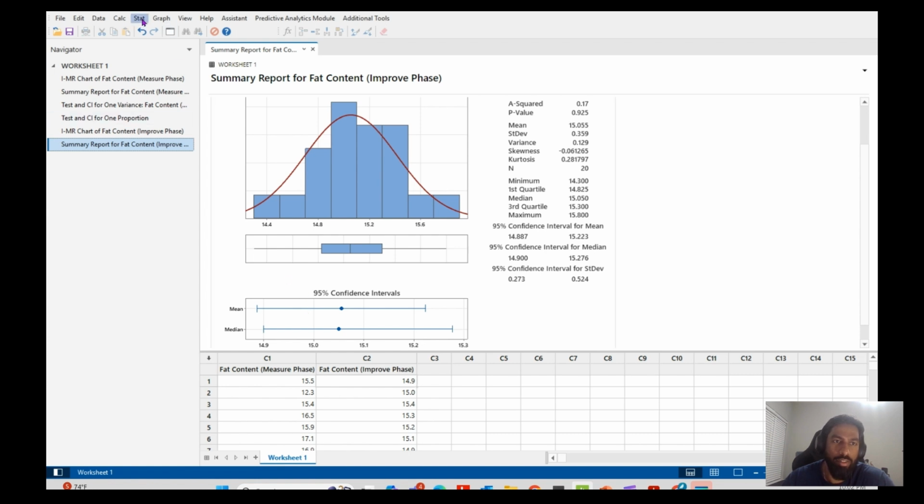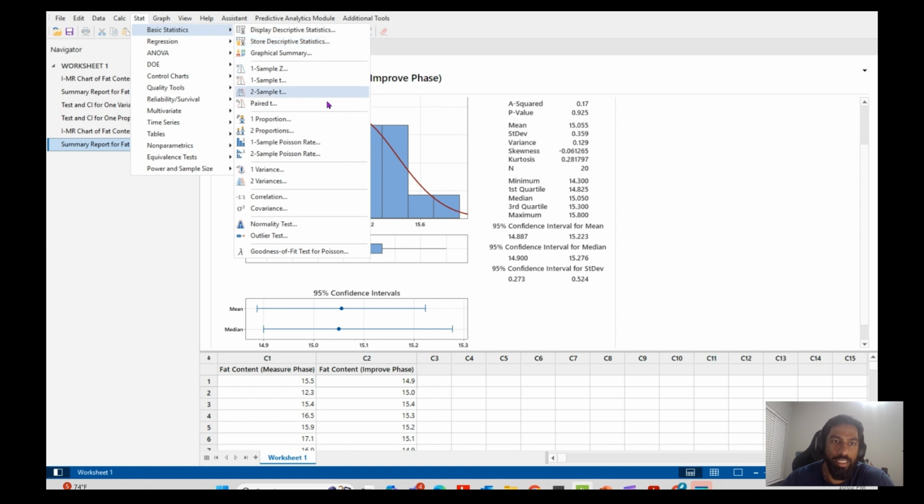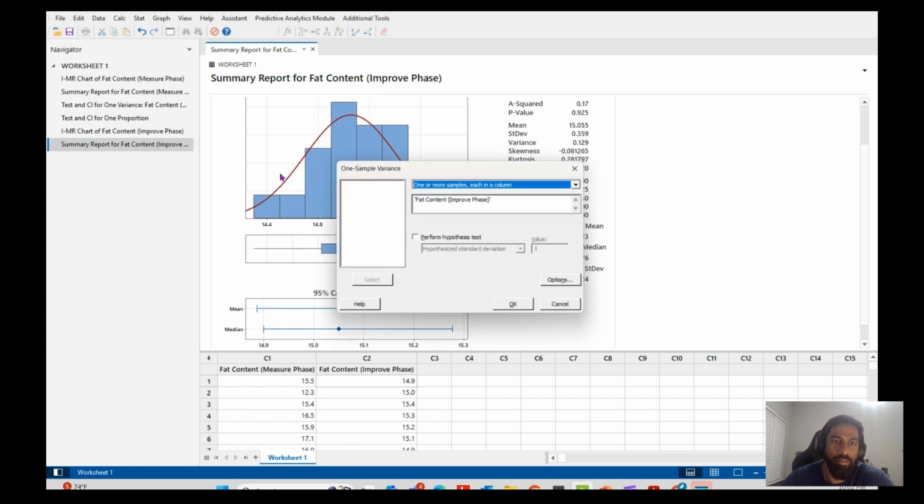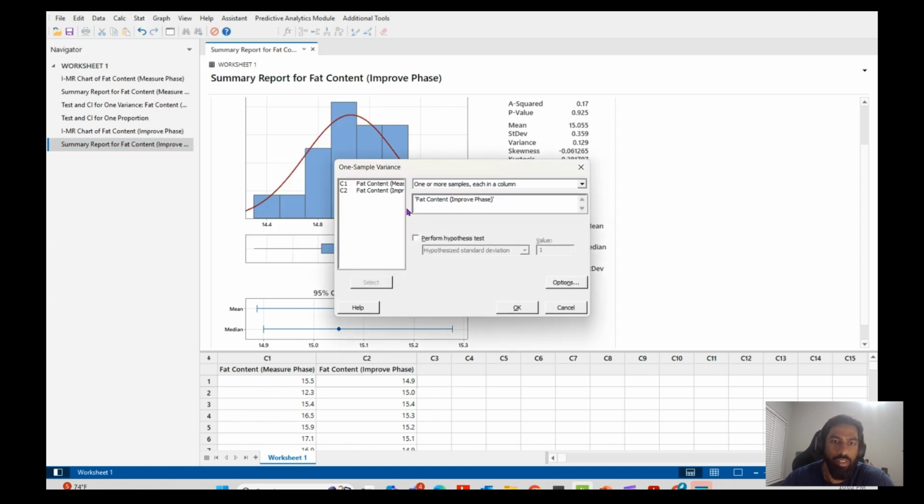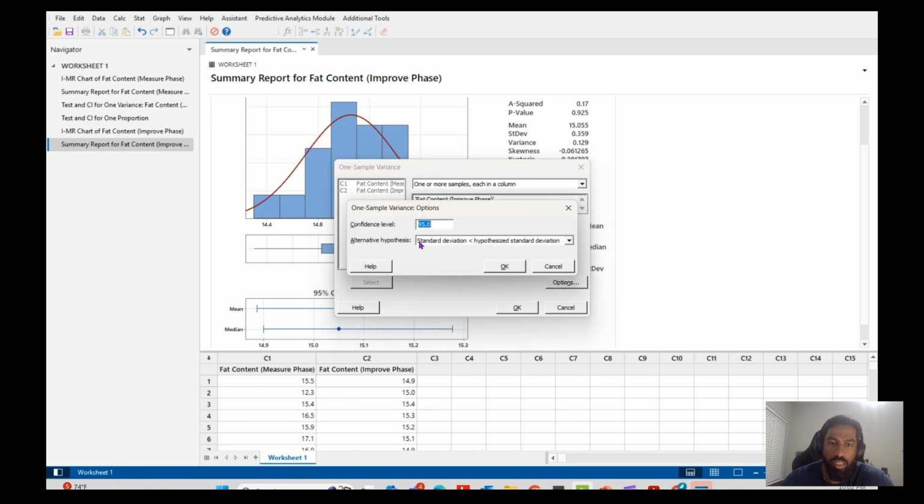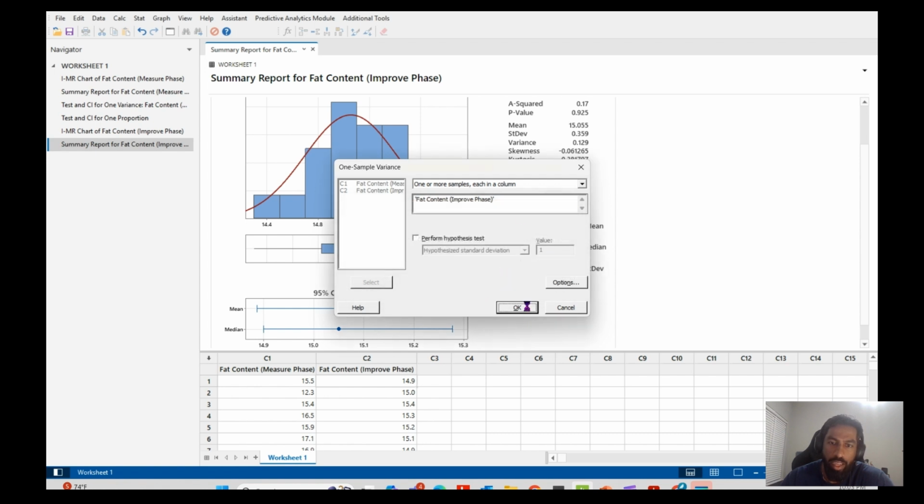To do that, again, go to Stat, Basic Statistics, 1 Variance, and you can select the improve phase fat content, and this one can remain the same. Go to Options. Since we are looking for the upper bound on the 95% confidence interval for the standard deviation, we can keep standard deviation less than hypothesized standard deviation, hit OK, and let's see what we get.